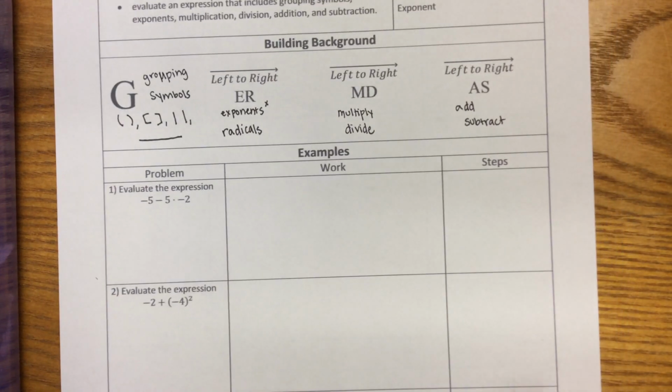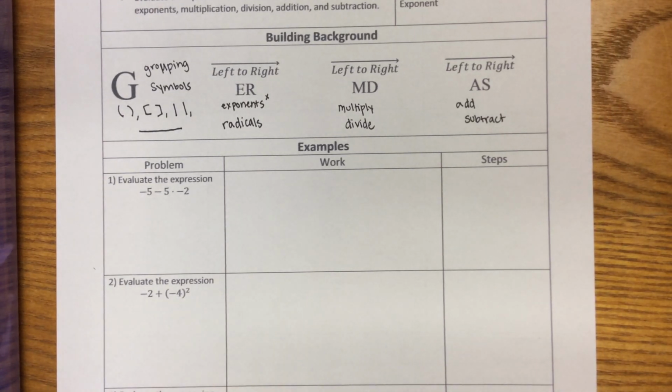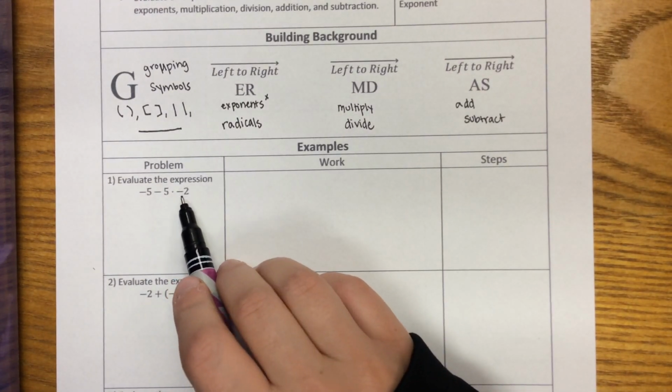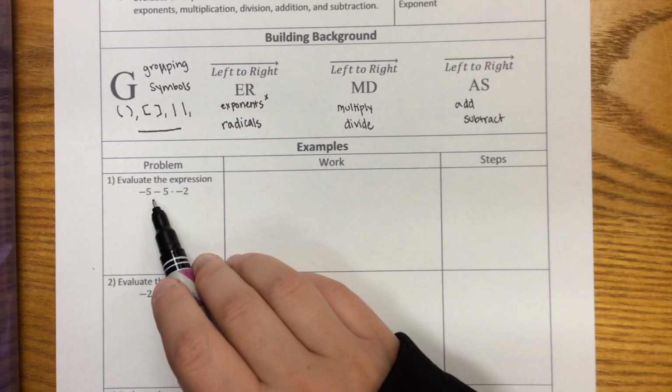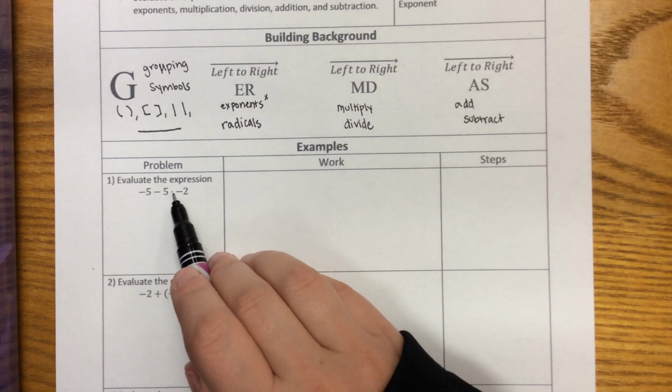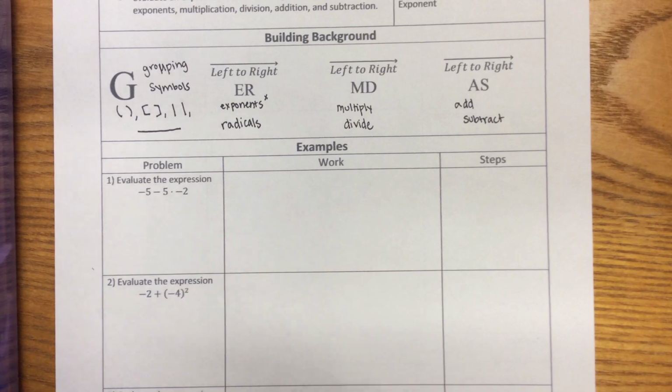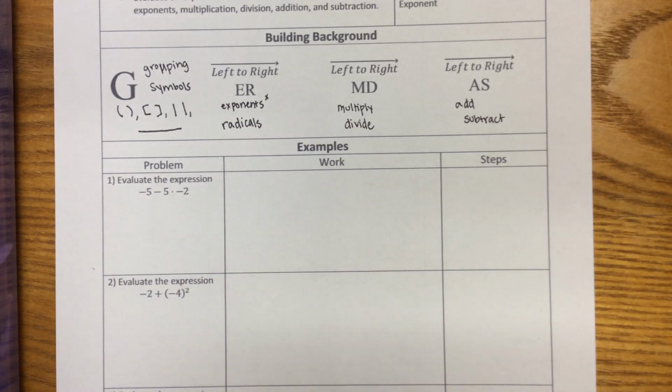So number 1, we're going to evaluate the expression -5 minus negative 5 times -2. Okay, so what's really important to understand is that there's multiplying here, and this is subtracting. So this is why I like to put negatives in parentheses, and I didn't really do that in this one.